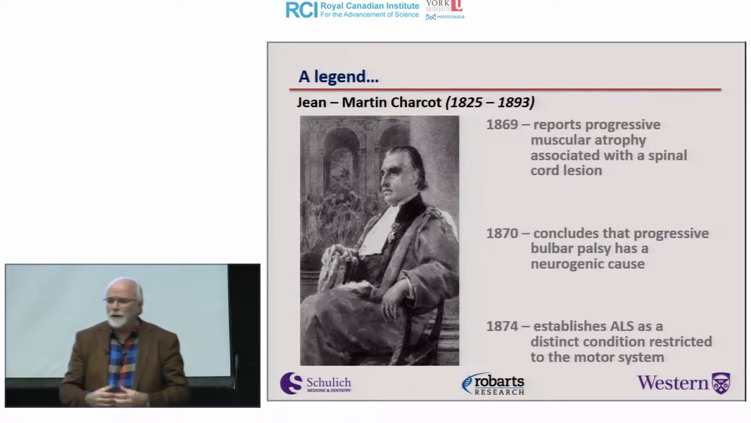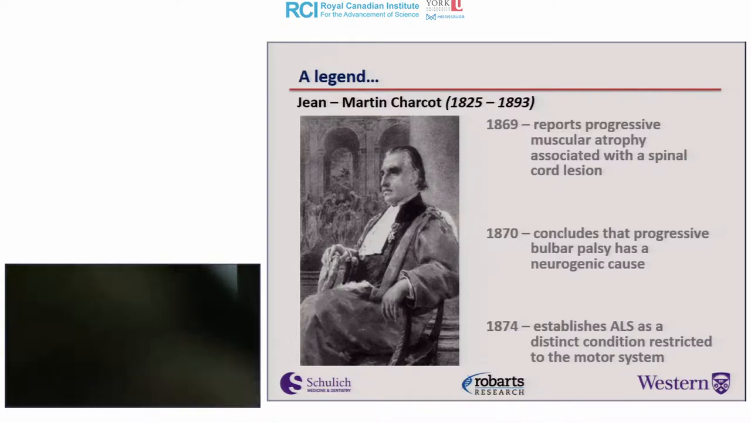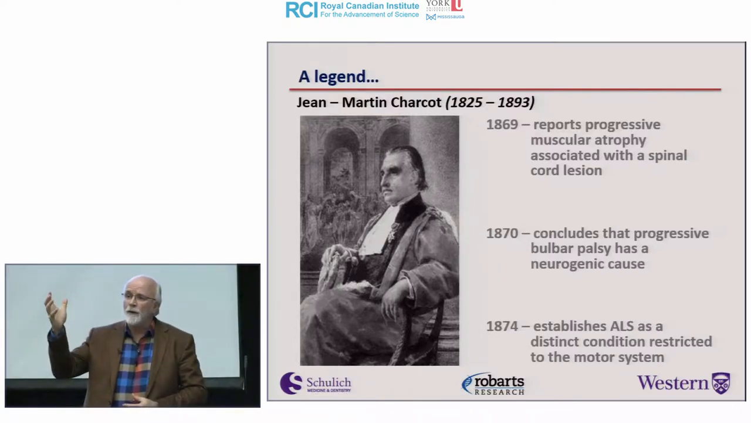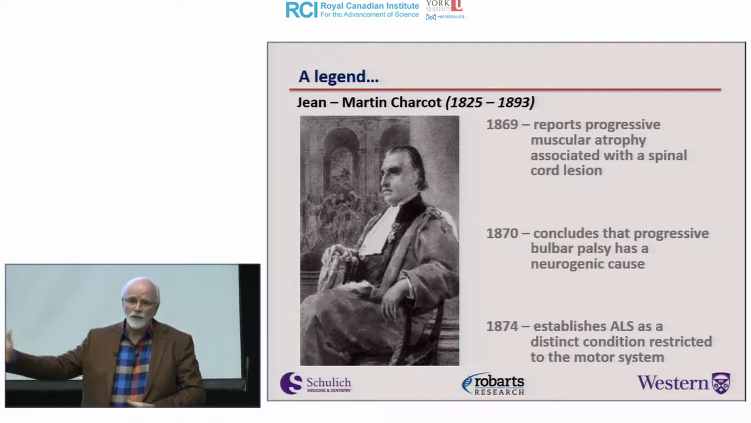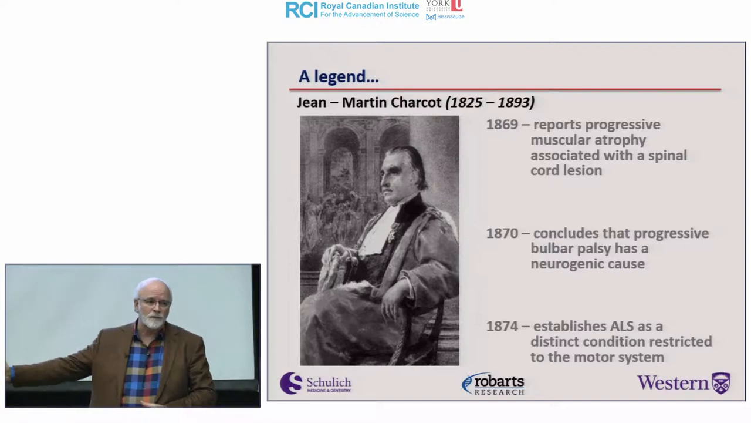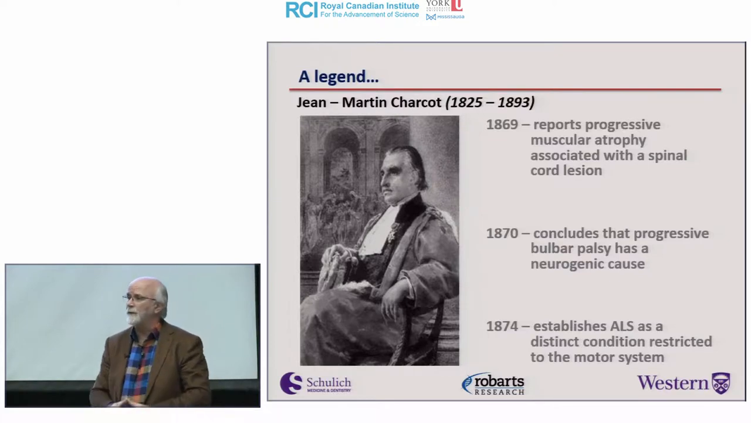disorder in which there is a progressive loss of muscle, so muscle atrophies. The nerve fibers that are responsible for causing muscles to work arise on the surface of the brain and some deeper structures and then run all the way through the spinal cord and meet up with a second set of cells, which then go out and send messages to muscle fibers. That whole system degenerates, right? And it was he who recognized that and said, this is a single disorder.